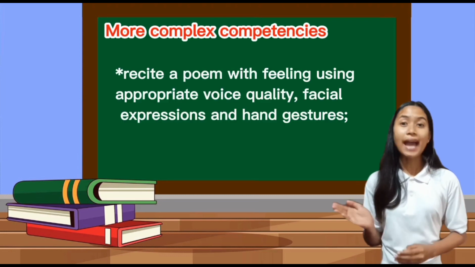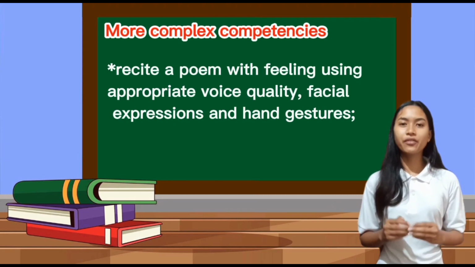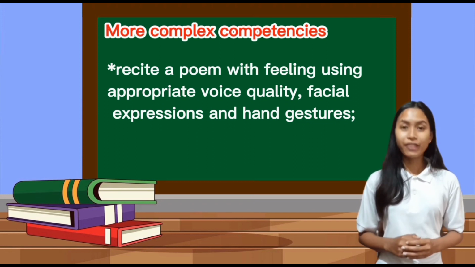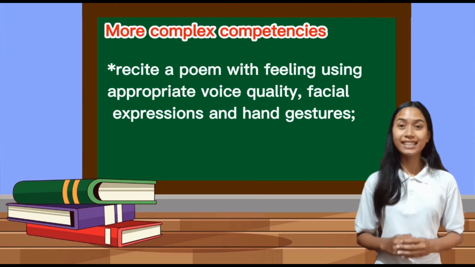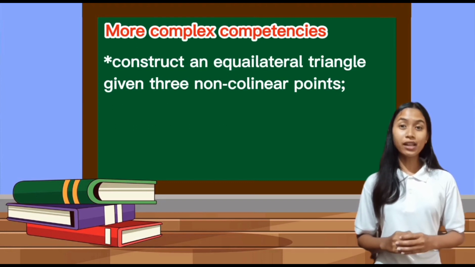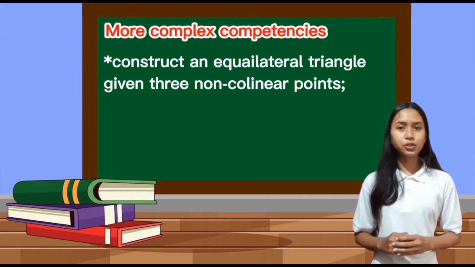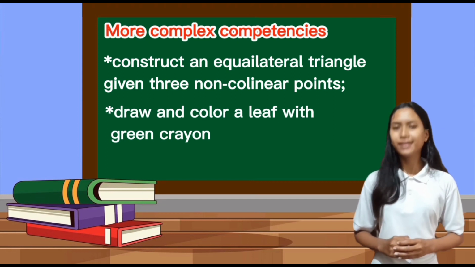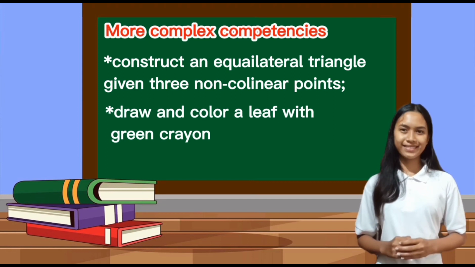Example, to recite a poem with feeling using appropriate voice quality, facial expressions, and hand gestures. Construct an equilateral triangle given three non-collinear points. And draw and color a leaf with green crayon.